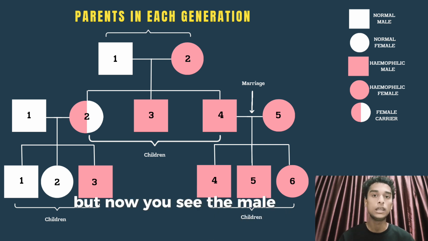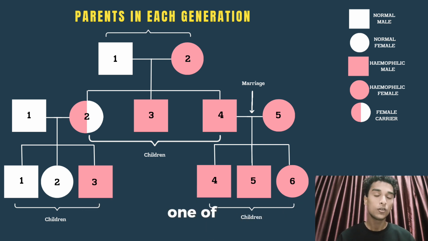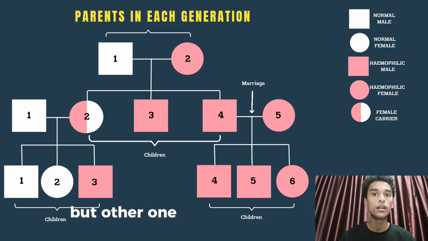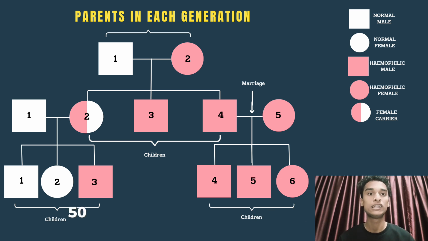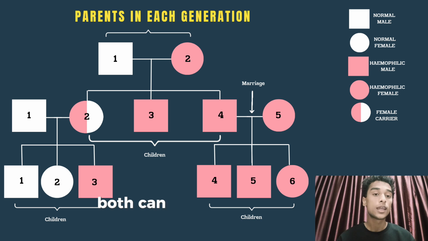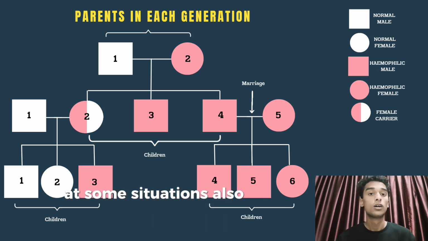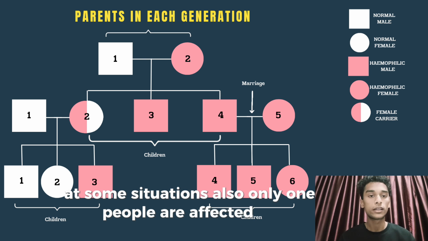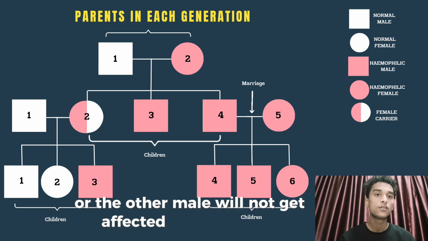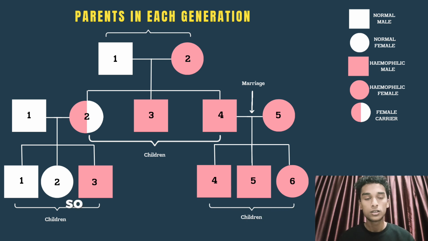But now you see the male. One of the children, or one of the siblings, is affected by hemophilia, but the other one is not affected. Why? Again, I tell you that is a 50-50 chance. So in some situations, both can be affected by hemophilia. In some situations, only one person is affected by hemophilia, while the other male will not be affected by hemophilia.